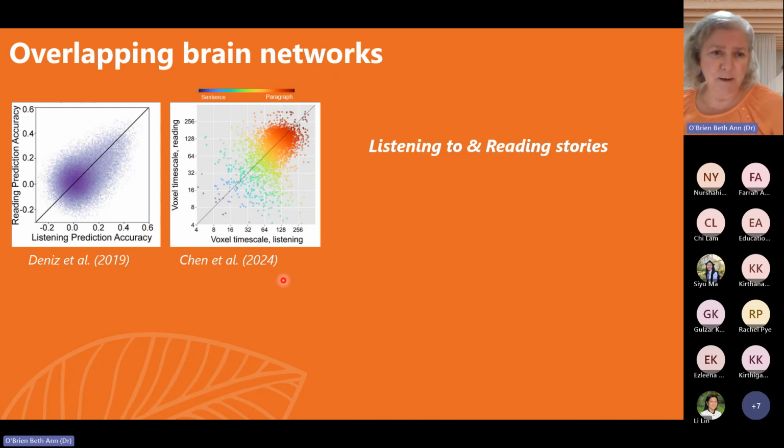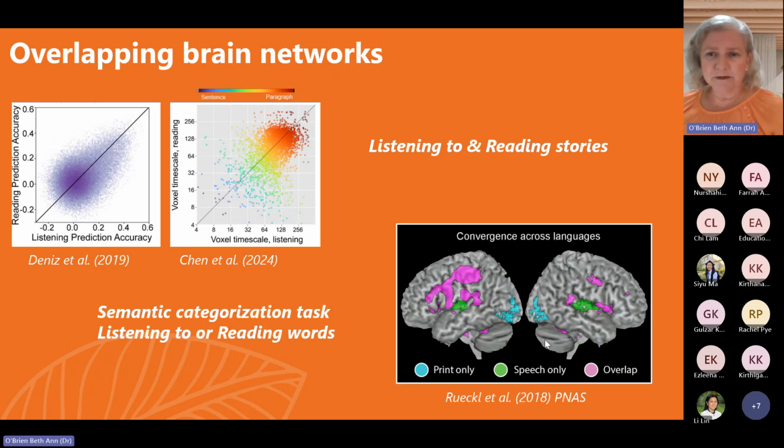And this is also shown across timescales. In another elegant study, they looked at different timescales involved in shorter processing of sentences versus longer processing of paragraphs. And they find that you consistently see this relationship for both written and spoken language and how we process it. So this correlation is found also across languages.